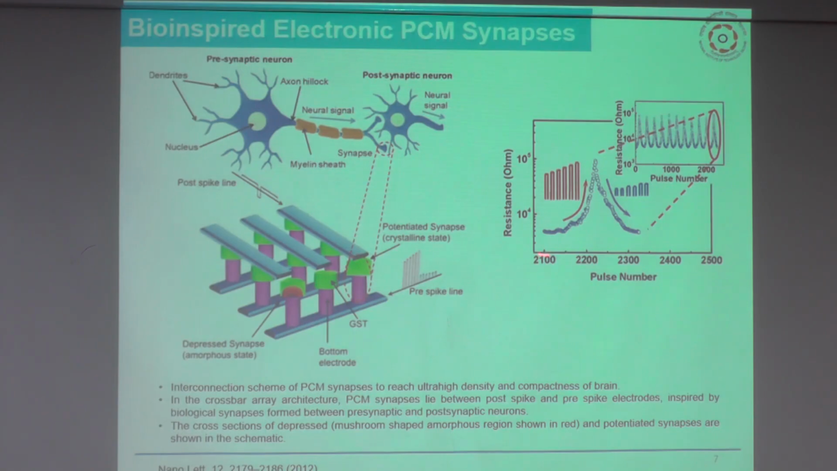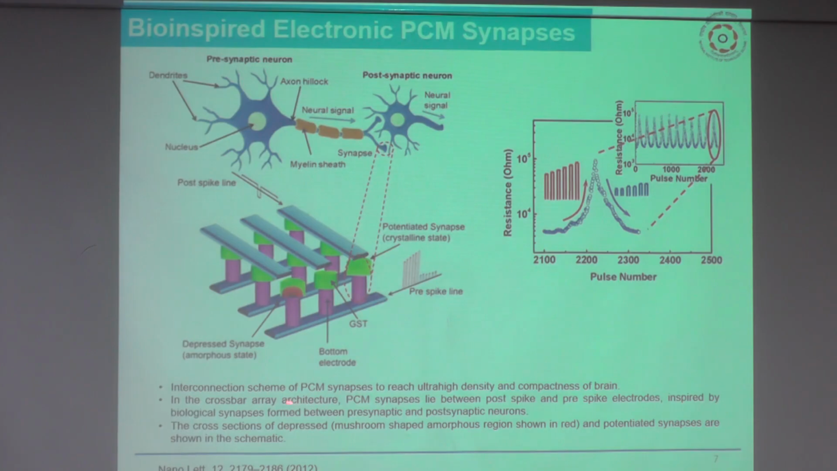There is a terminology for this increase in resistance and decrease in resistance, potentiation and depression. We will see about those things also. So this is the way by which you can mimic your biological synapse as an electronic synapse. Okay? So the interconnection scheme of PCM synapse is to reach ultra high density and compactness of the brain. This is the important aspect of PCM synapse. It provides us the beauty of compactness of the brain.